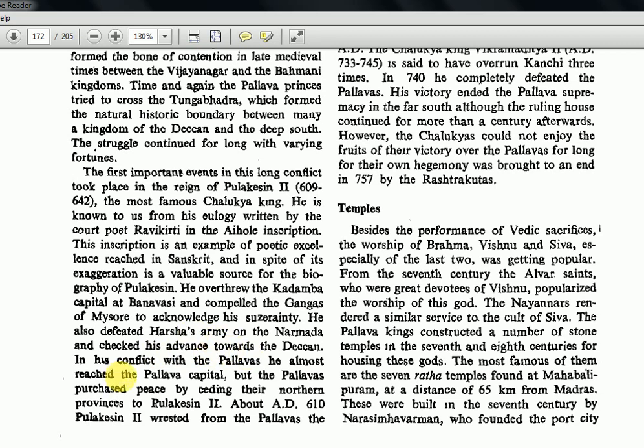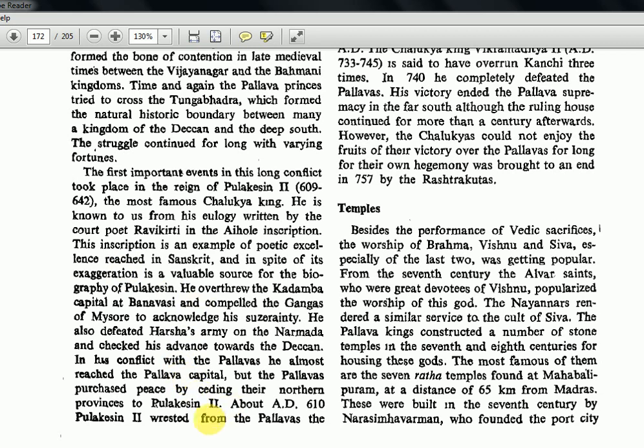In his conflict with the Pallavas, he almost reached the Pallava capital, but the Pallavas purchased peace by ceding their northern provinces to Pulakeshin II. So the Pallavas also could have been captured, but what they did is they gave their northern areas to Pulakeshin II and accepted. That is how the Pallavas could retain their kingdom, but all the others were fully captured by Pulakeshin II. So he is very, very important.